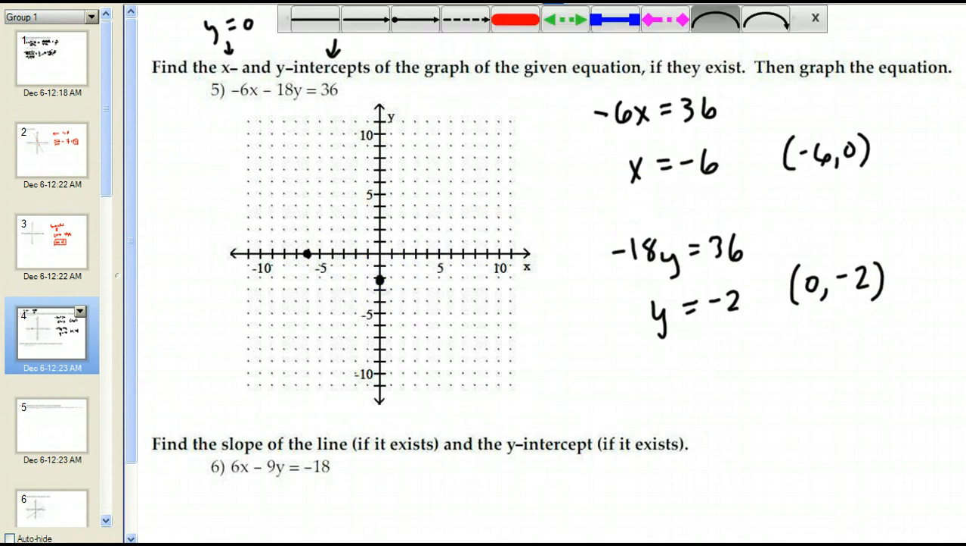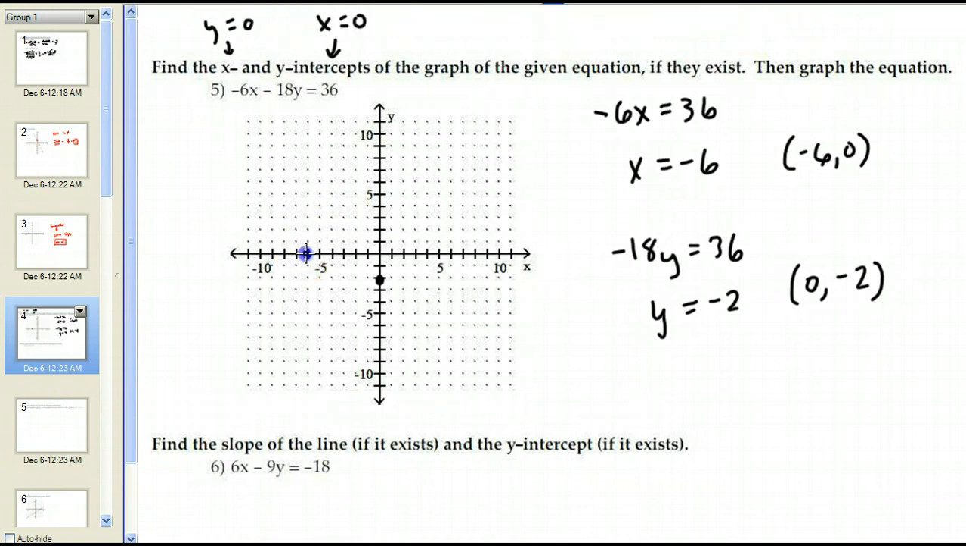Alright, and then I'm going to connect these with a line. There through there, and then there through there. Alright, so there's our line. But all we need is the x and y intercept to graph that.